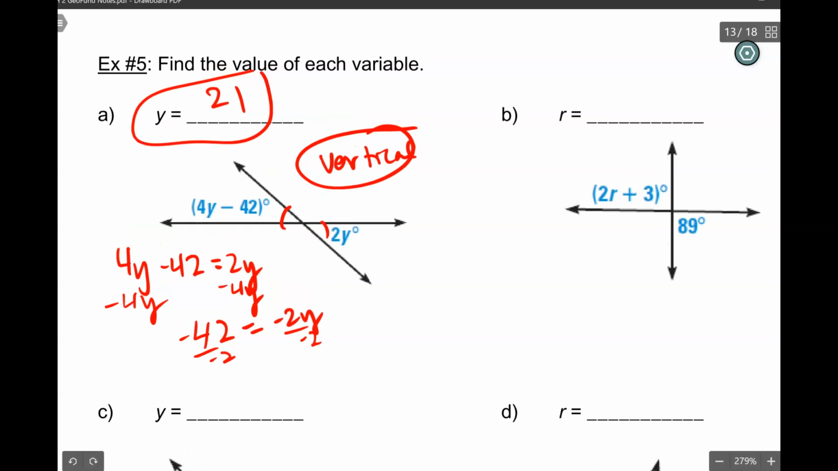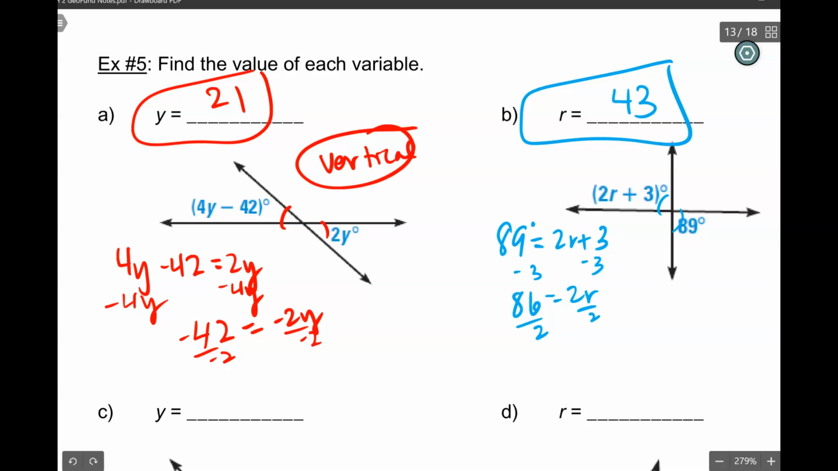If I try the next one, part B, once again, these are a vertical angle pair, so I can set them equal. So I have 89 is equal to 2r plus 3. So I subtract 3 from both sides. 86 is equal to 2r. Divide by 2, we get r is equal to 43. Because the first thing I did was I looked at these and I said they're a vertical pair.